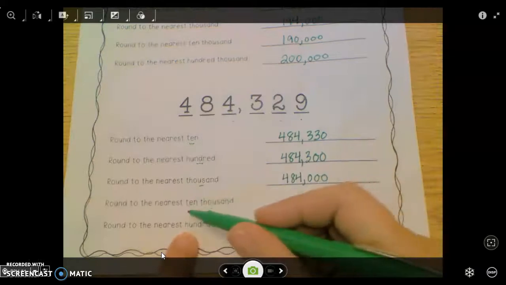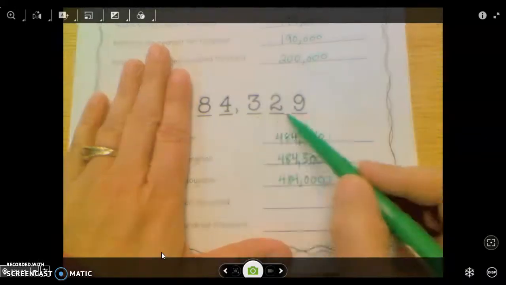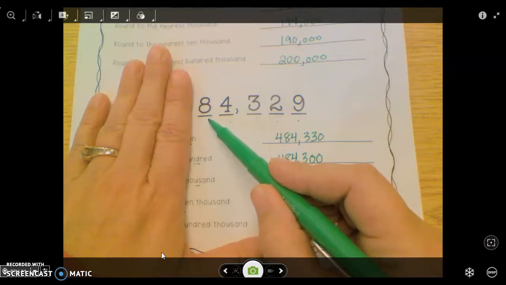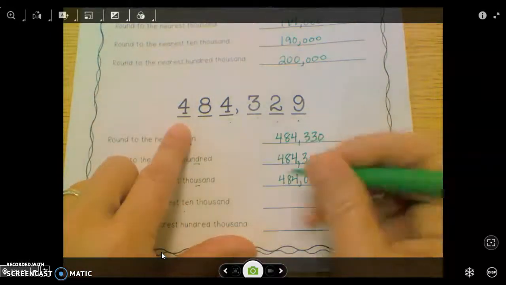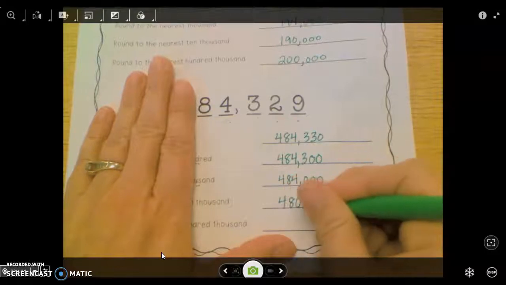Okay. Now the 10,000. Okay, so I'm going to cover that up. I want to know, is 84,329 closer to 80,000 or 90,000? It's closer to 80 because this is only 4,000 and halfway would be 5,000. So I'm going to include my 100,000s place. I knew that I was going to do this to 80,000, so I'm going to fill the rest of it in.